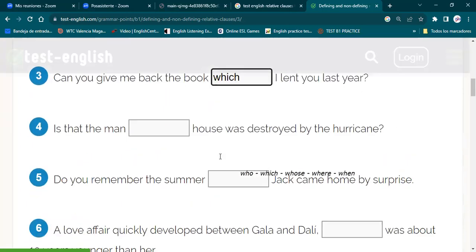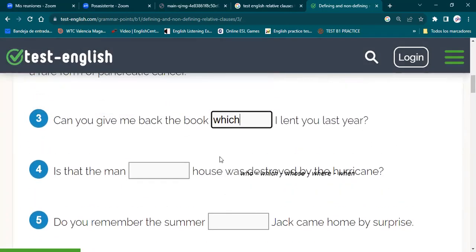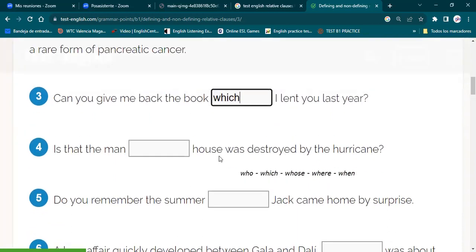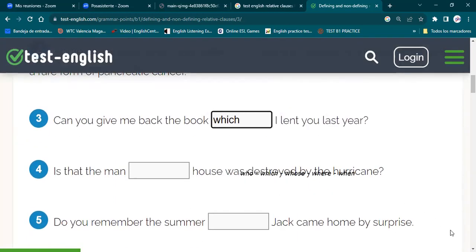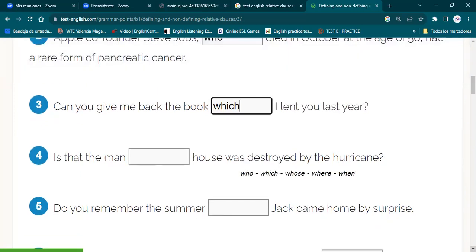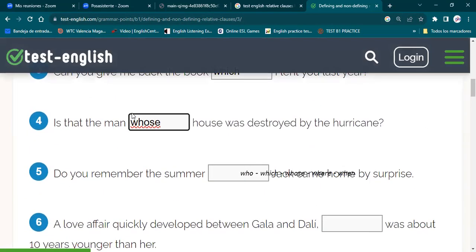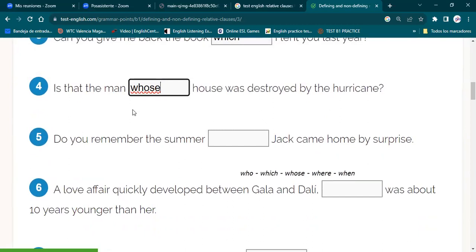Eduardo, is that the man house was destroyed by the hurricane? Who, which, whose, where, when? Whose house was destroyed by the hurricane? Okay. Guido, do you remember the summer Jack came home by surprise? When? Because I'm talking about summer.